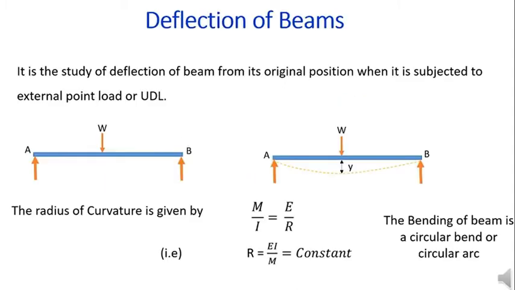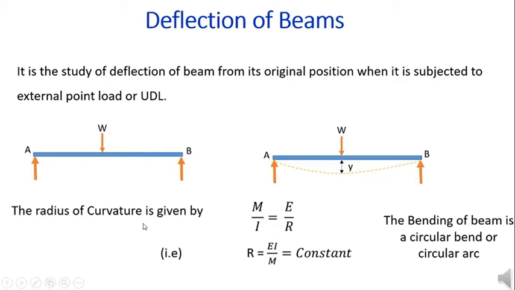So deflection of beam is the study of deflection of a beam from its original position when it is subjected to an external point load or UDL load. You can see the diagram. First of all, you apply the point load. The beam will deform slightly. You can see the second diagram: the deformation, the dotted line, will be the bending moment. So that is the deflection of the beam.